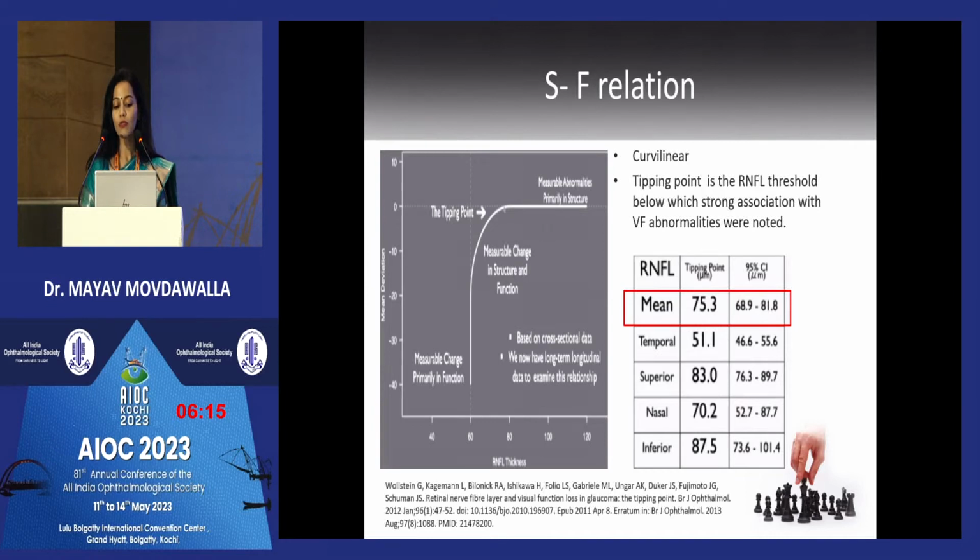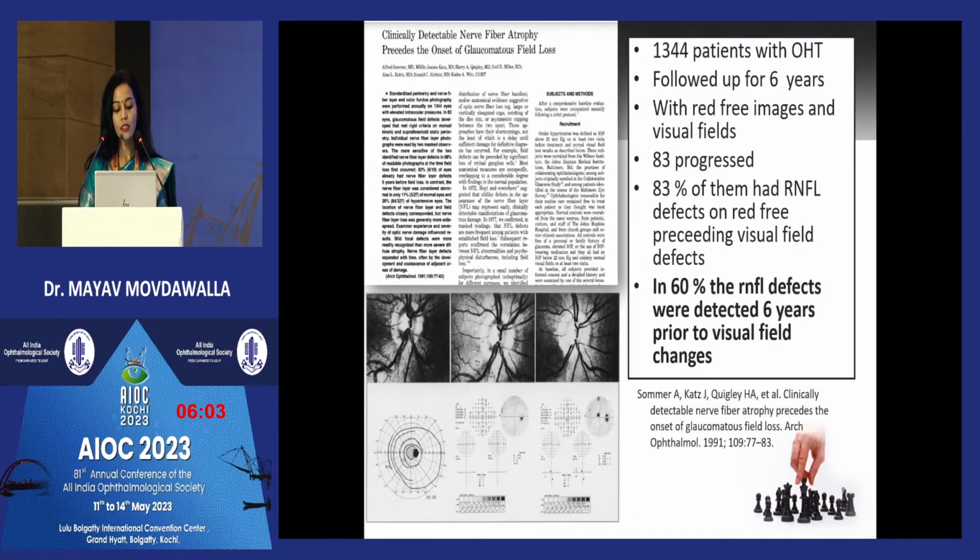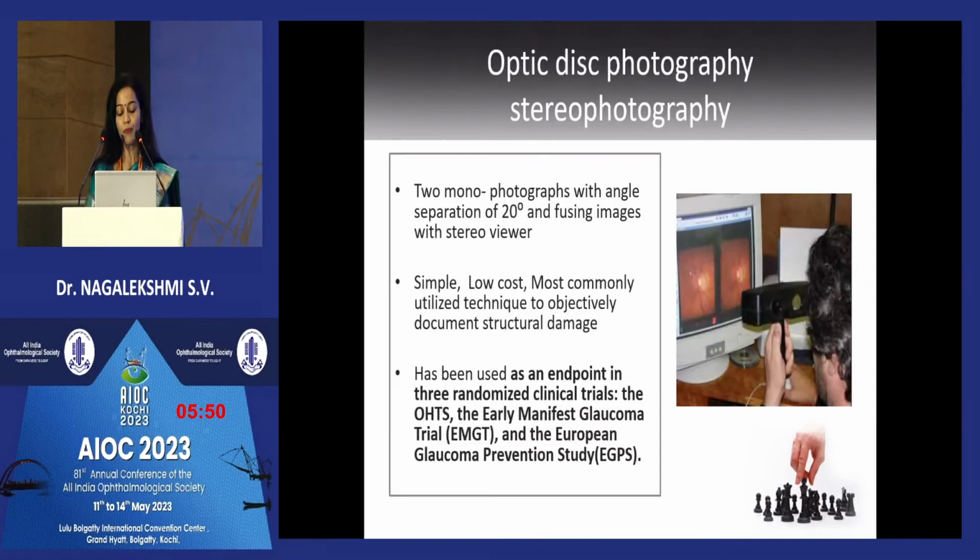And again, the structure-function relation has been known to be curvilinear until a tipping point, until which the abnormalities are primarily in structure, followed by measurable changes both in structure as well as function. So even as early as 1991, among the OHT cohort of 1,344 patients, it was noted that in 60% the RNFL defects were detected by red-free images 6 years prior to visual field changes.